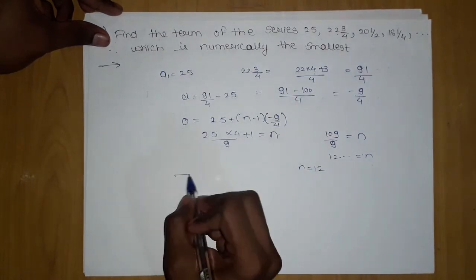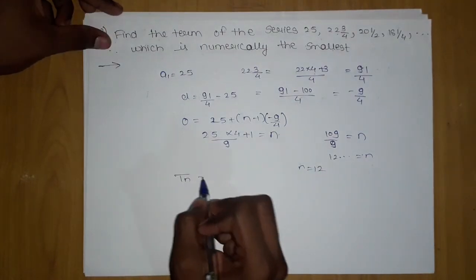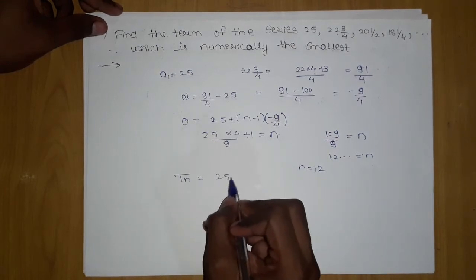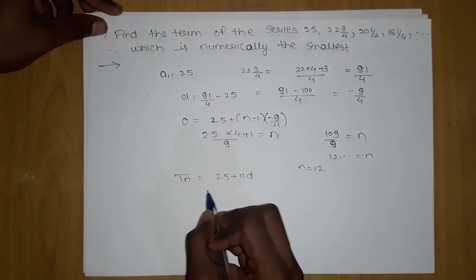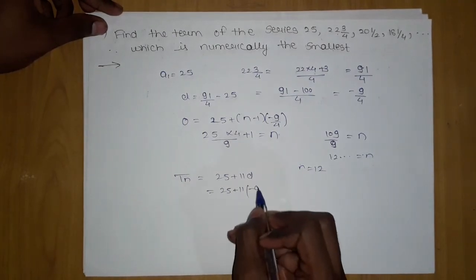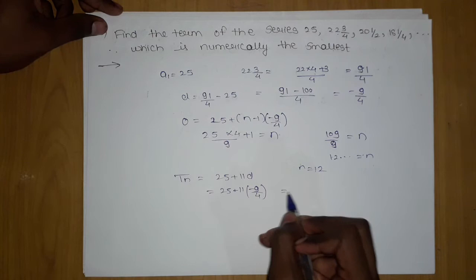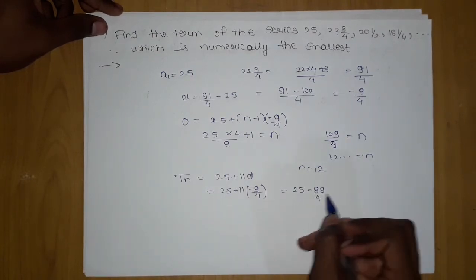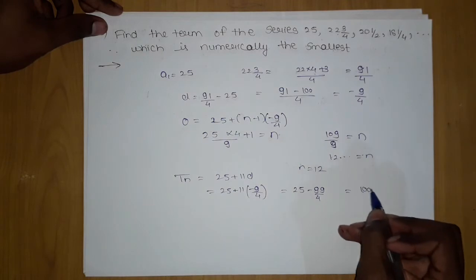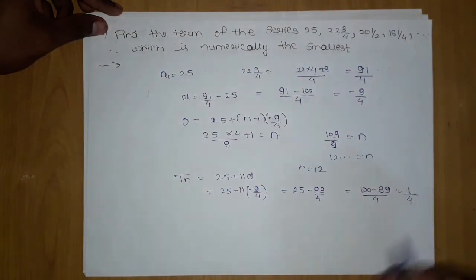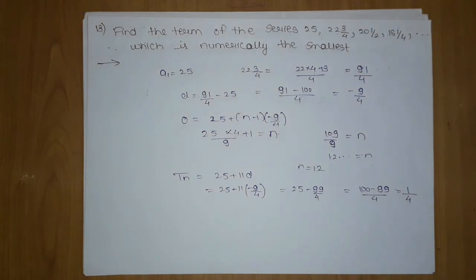Now for n equals 12, we want to find the Tn, the term of the series which is new. So 25 plus 11 into d, where d is 9 by 4. So it is 25 minus 99 by 4. When I divide, 100 minus 99 by 4 will give me 1 by 4. So we got the least possible number, numerically the smallest, which is 1 by 4.